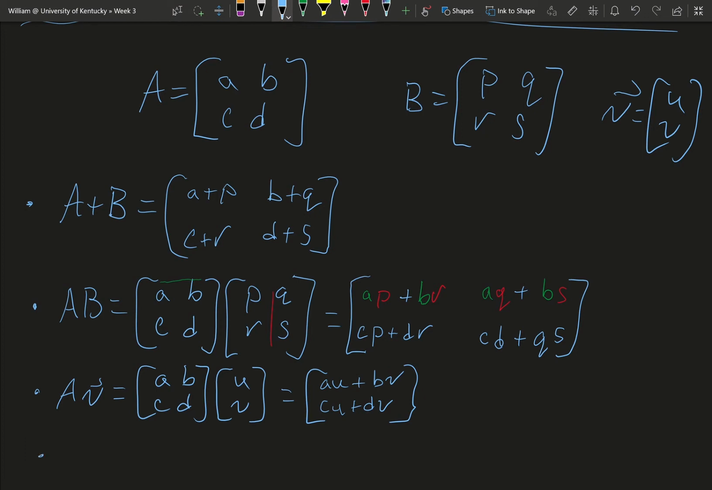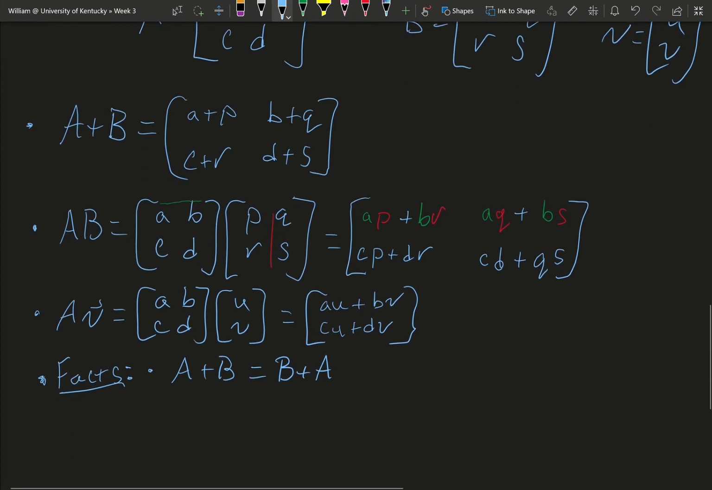A couple things to note. A pair of facts. So A plus B is the same thing as B plus A. However, A times B is not the same thing as B times A. It could be sometimes, but most of the time it's going to be different.